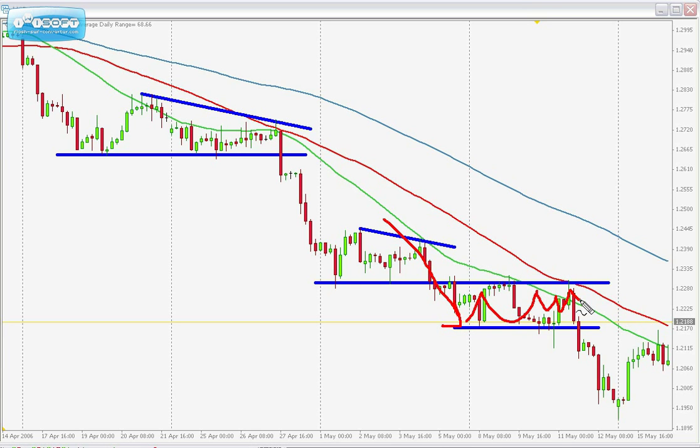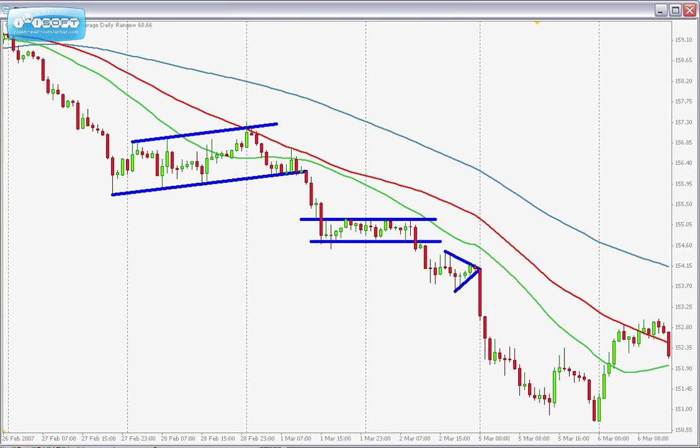Analyze what price is doing. Swing down, consolidation, range. You see sideways price action. Search for the breakout, guys. Search for the breakout to the downside for a new swing down. All right. Next example: Euro JPY chart in the 4-hour time frame.